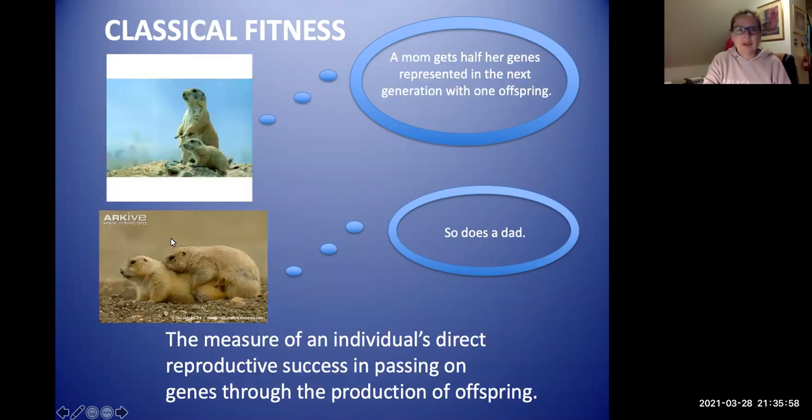If this is your mama prairie dog and this is her baby, this baby is half related to her. So if we're counting all of her genes in the next generation, right now we're looking at half of her genes represented in this baby. Okay, so when we say that classical fitness is the measure, that's your counting, of an individual's direct reproductive success, that means number of kids. An individual's number of kids is the same as the individual's direct reproductive success in passing on genes through the production of offspring. Just count the babies. Simple.